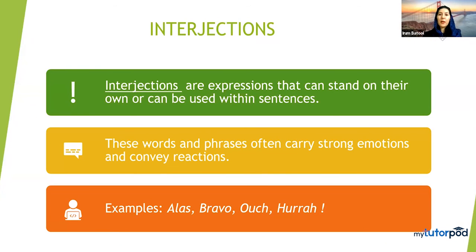Let's talk about another part of speech, which is interjections. Interjections are basically the expressions that are used to show some kind of emotions and reactions related to any particular situation or event happening. These are the expressions that can stand on their own, or they can also be used within sentences. Examples like, alas, we lost the match.